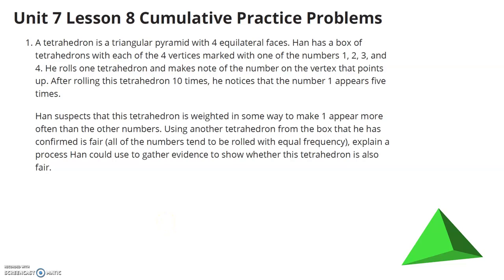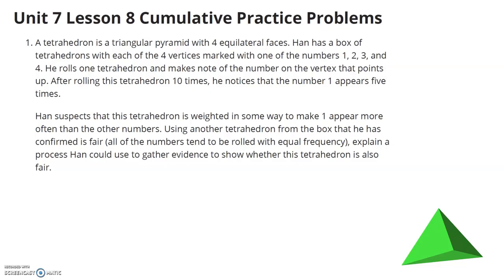For the cumulative practice problems or extra problems, we have problem number 1. It says a tetrahedron is a triangular pyramid with 4 equilateral faces. Han has a box of tetrahedrons with each of the 4 vertices marked with one of the numbers 1, 2, 3, and 4. He rolls one tetrahedron and makes note of the number on the vertex that points up. After rolling this tetrahedron 10 times, he notices that the number 1 appears 5 times.